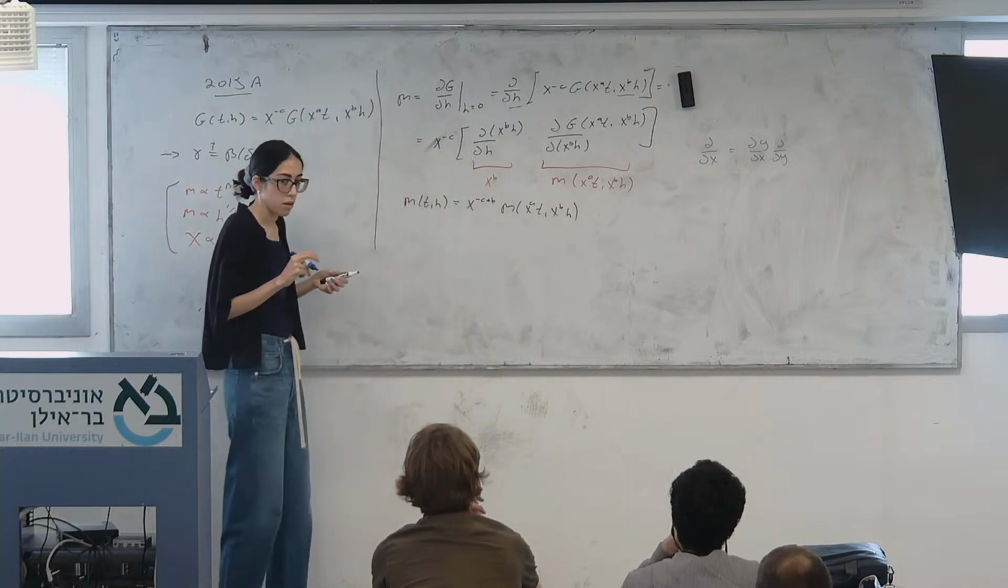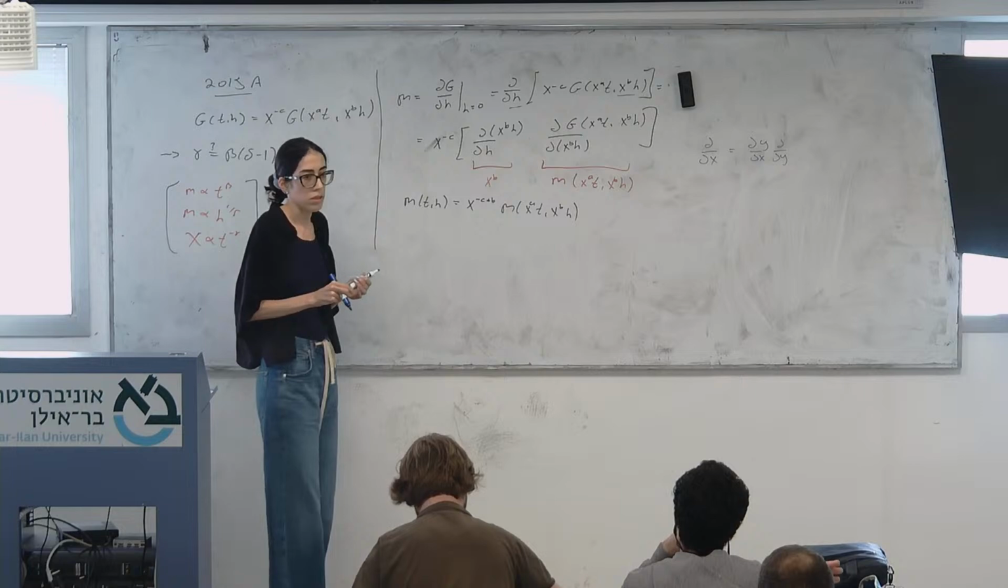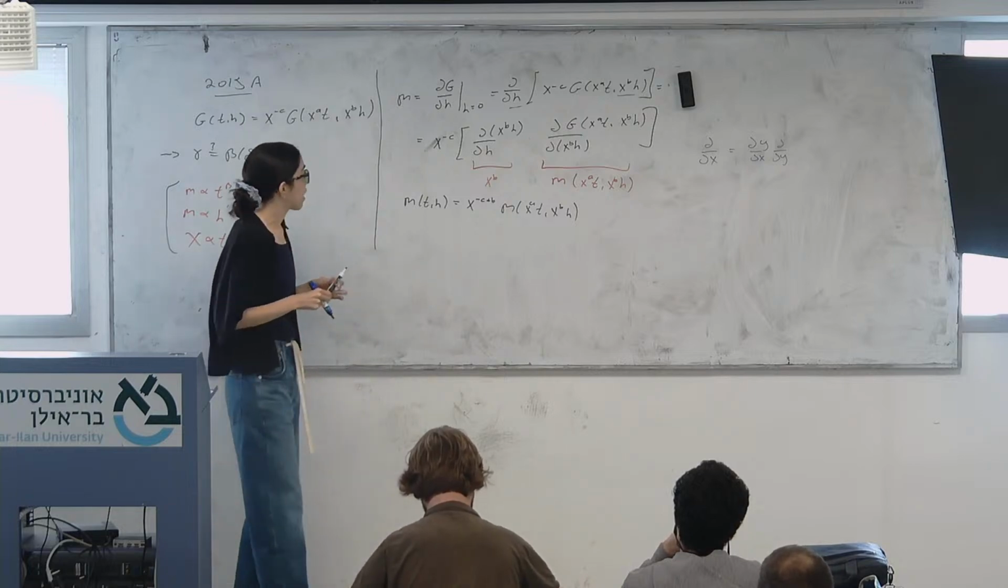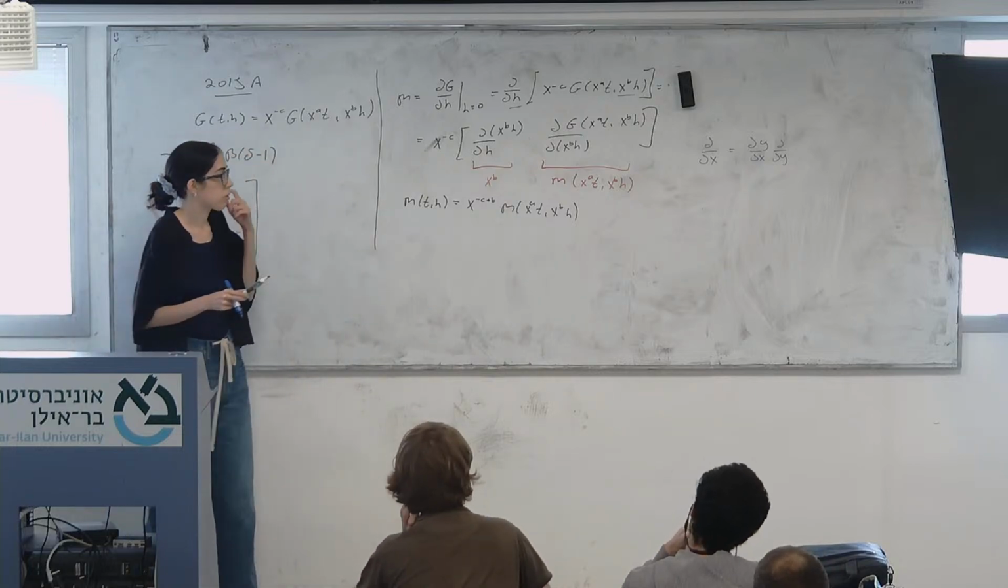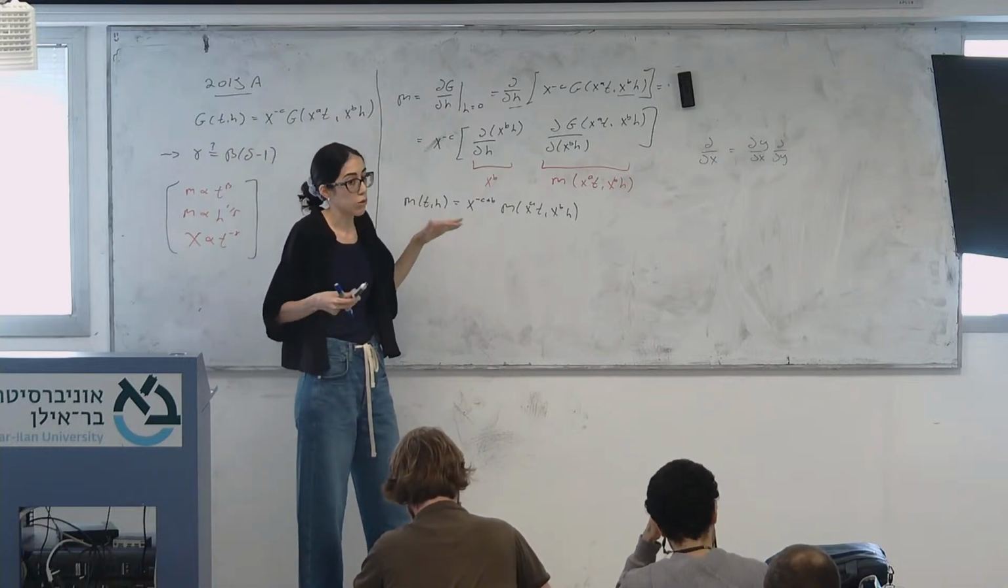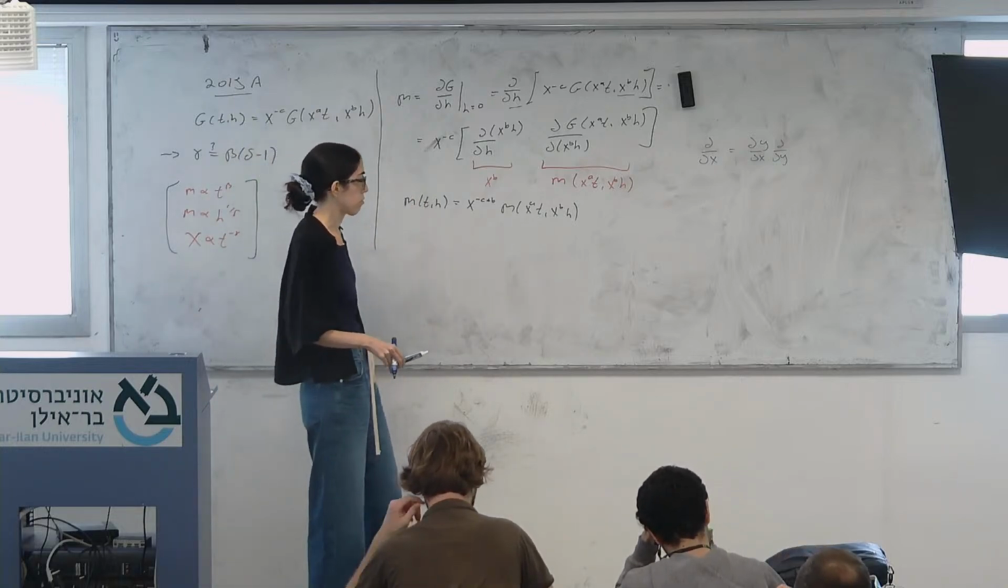X is a random variable or? X is like the lambda that we had in the beginning. So x can be like anything. And now we're going to choose a specific x to solve the problem.